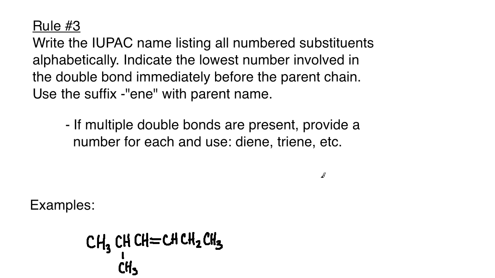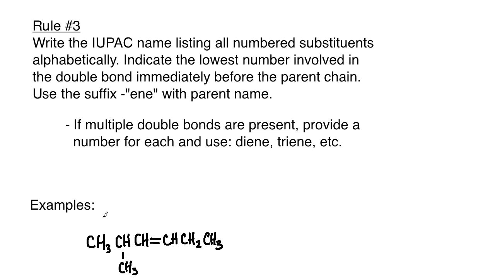So let's say I had a compound that had a 4-ethyl and a 2-methyl. Even though the 2 is a lower number, we write 4-ethyl because of the E. That comes first. So alphabetically for all of those substituents. Then, after you have listed all of your substituents alphabetically with their associated numbers, you will indicate the lowest of the two numbers involved in the double bond immediately before naming the parent chain. And again, you want to use ene as the suffix for this parent name.